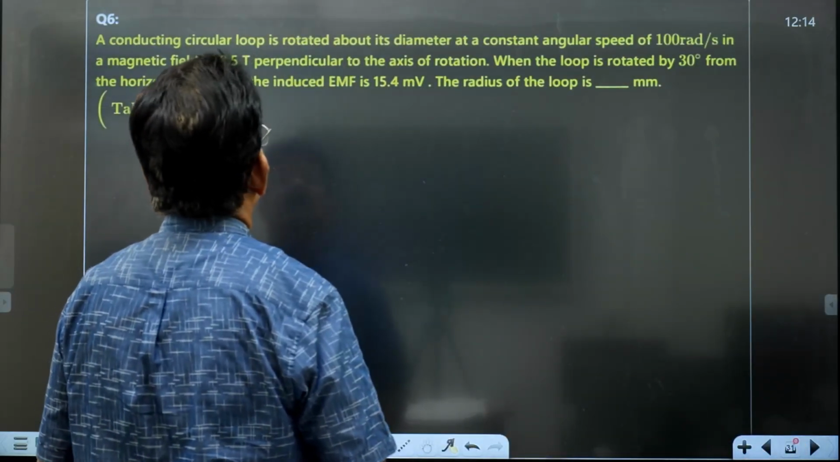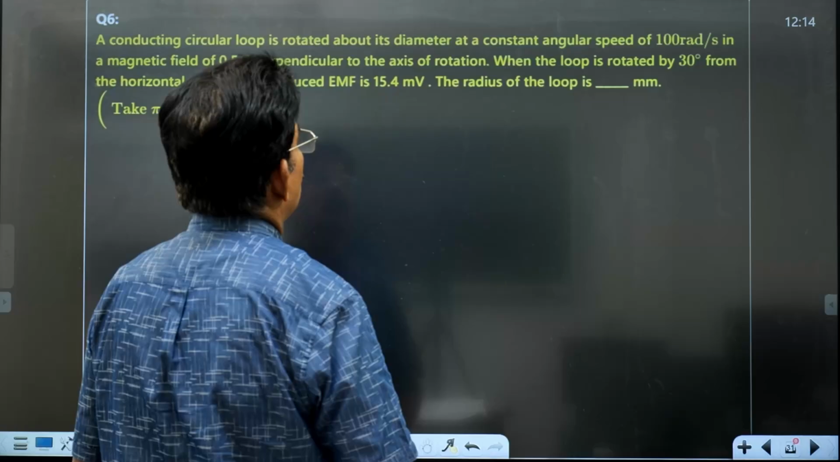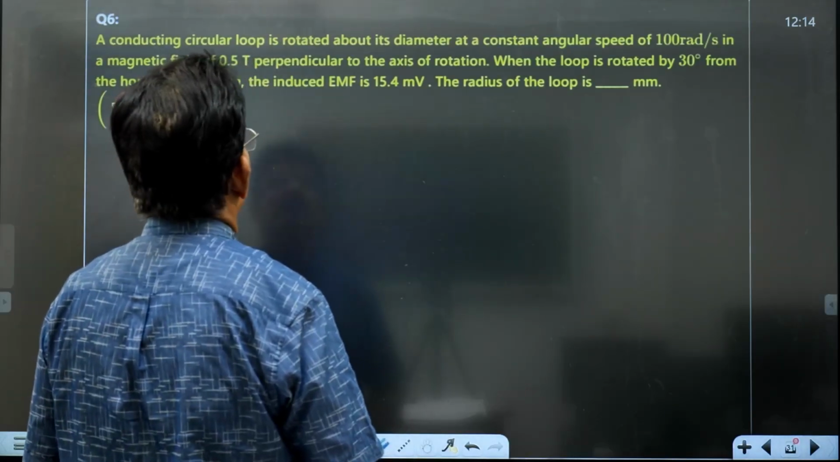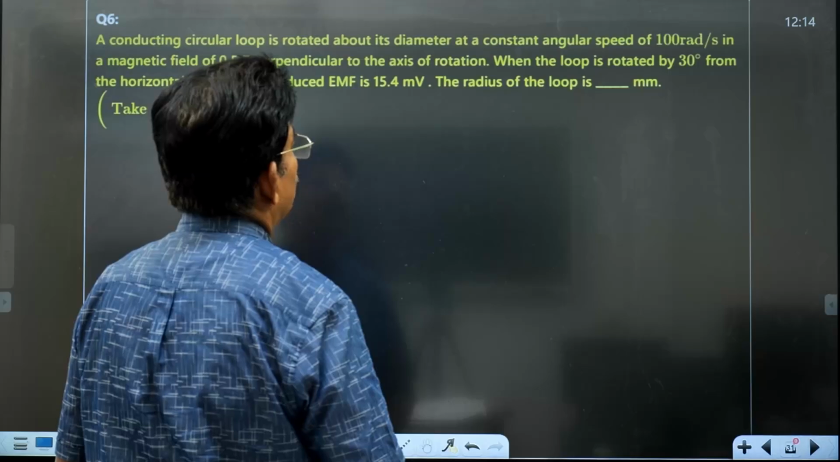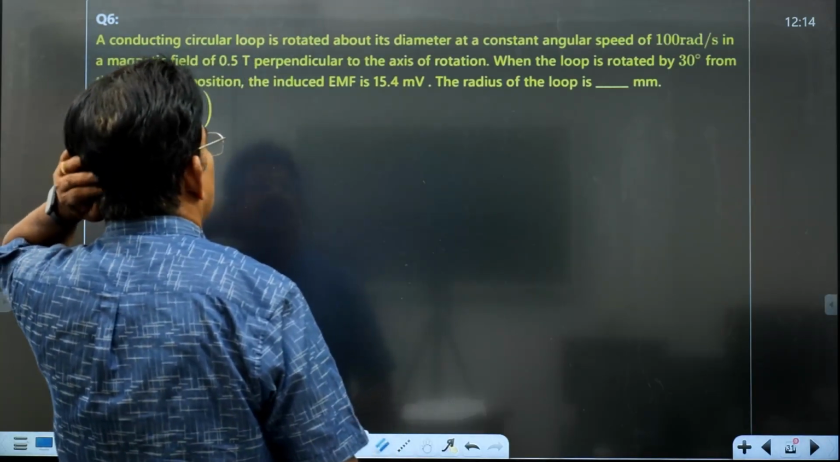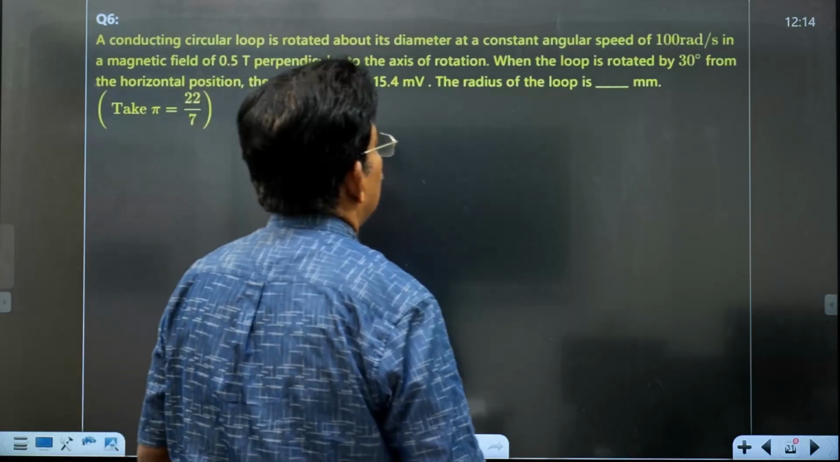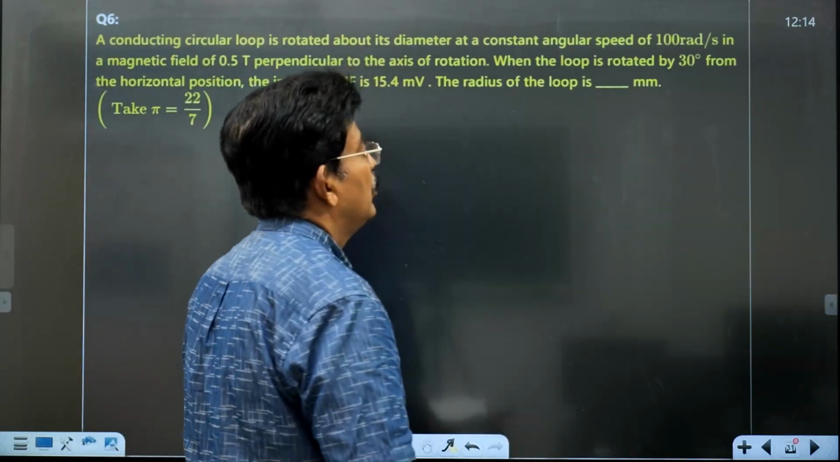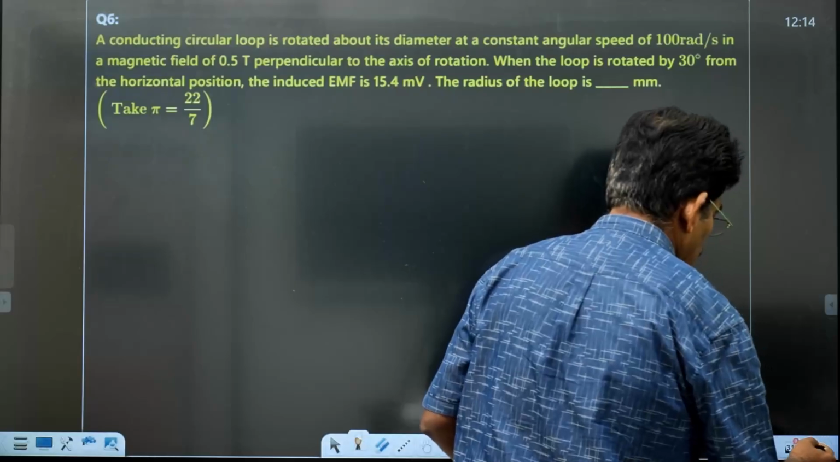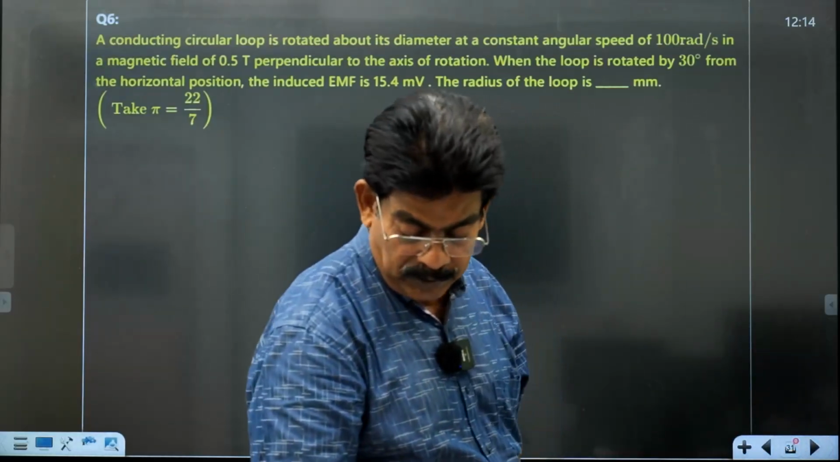A conducting circular loop is rotated about a diameter at a constant angular speed of 100 radians per second in a magnetic field perpendicular to it. When the loop is rotated through an angle of 30 degrees from the horizontal position, the induced EMF will be. Okay, then let us go to the question directly.